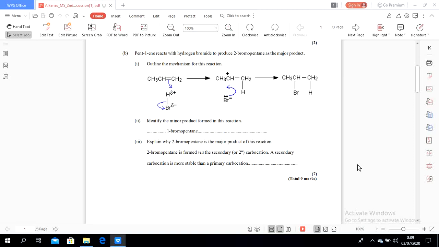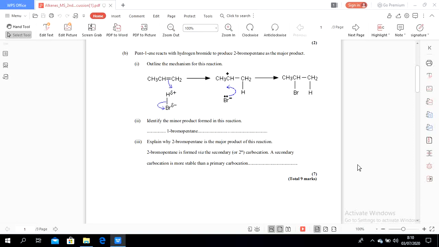Okay, and then identify the minor product formed in this reaction. The minor product is 1-bromopentane, which is not according to Markovnikov's rule. So the minor and major products will form together, but the most abundant is 2-bromopentane, which is according to Markovnikov's rule.